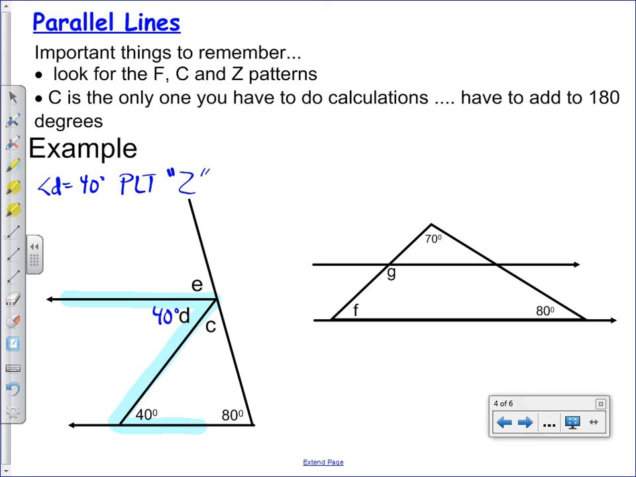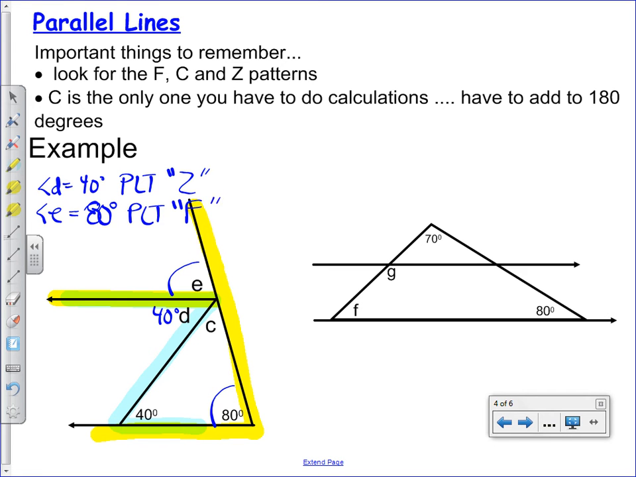What's another one I can solve for? Andrew? How can I solve for E? So what would E be equal to? Very good. So I have here an F pattern. And I know that this angle and this angle are the same. So angle E equals 80 degrees, parallel line theorem, the F pattern.